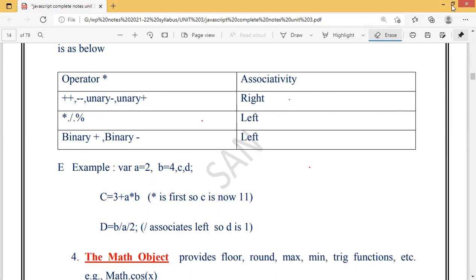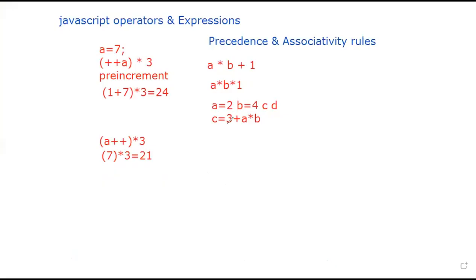So how is it evaluated, students? Let me go back to your board. See here. First, I have to evaluate star, that is A into B. So what will be the value of A into B? The value of A into B will be 8. And then I'm going to take that value and place it into the expression. So C is equals to 3 plus 8. Right. Now my value will be 11.